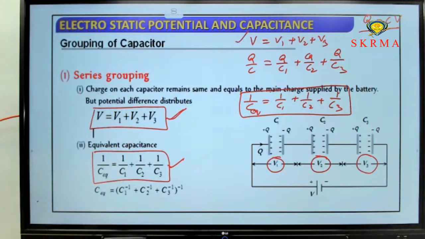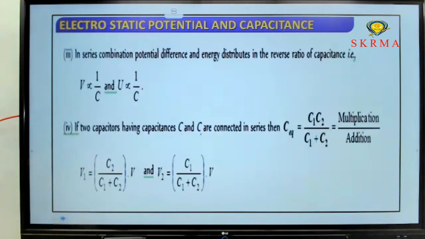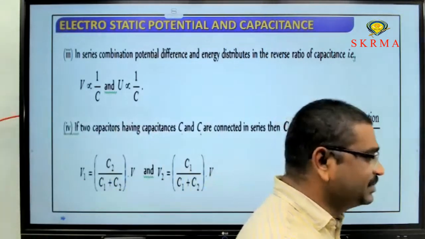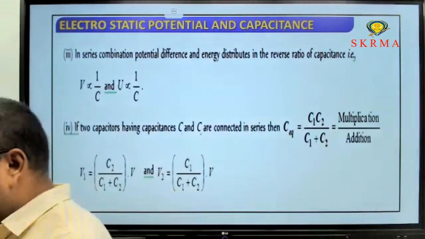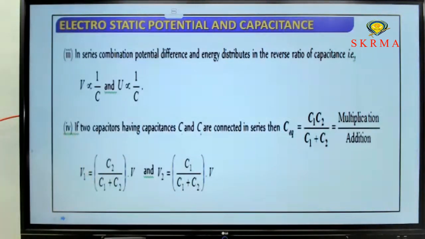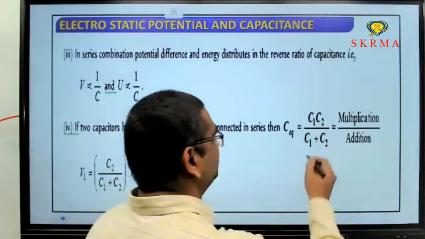Next point. What about the basic property in series combination? In series combination, consider the relation between potential difference, capacitance, and energy. What is the basic relation between potential difference and capacitance? Inversely proportional. Similarly, energy and capacitance are also inversely proportional. How are you going to conclude this from basic equations only?